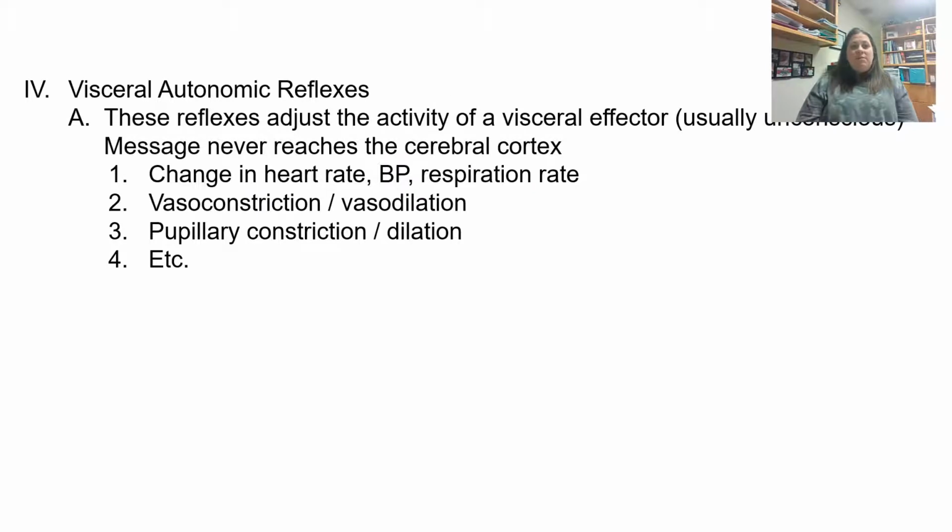All right, so this brings us to visceral autonomic reflexes. These reflexes adjust the activity of your visceral effectors. This is usually unconscious because your viscera are your organs. This is going to be like a change in your heart rate, your blood pressure, or your respiration rate. Vasoconstriction or vasodilation of your blood vessels, so getting the constriction or the dilation. And pupillary constriction or dilation. You're not even aware that these things are taking place. The brain is just going to take care of it for you. Okay, so these are some examples of those visceral autonomic reflexes.